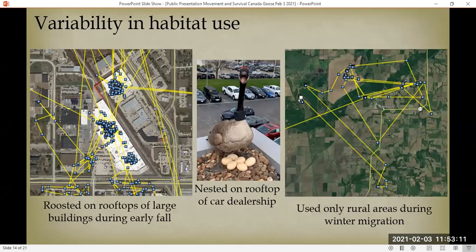So that's just an example of how variability in habitat use changes for one individual throughout different times of the year. And as Orin mentioned earlier, we also observed quite a bit of individual variation, and each goose was pretty unique by themselves as well. You can go ahead and go to the next slide.